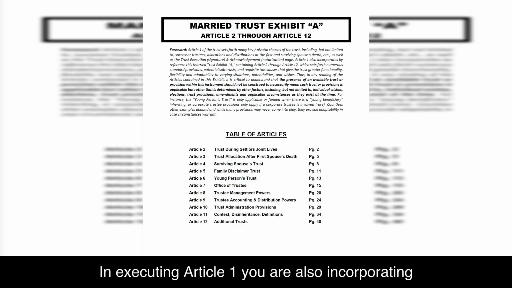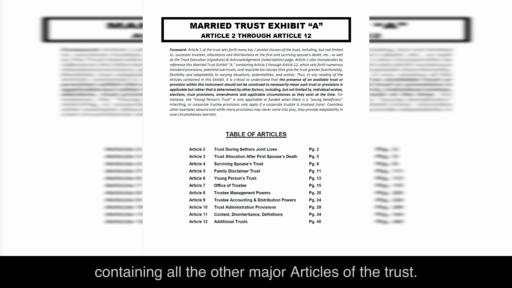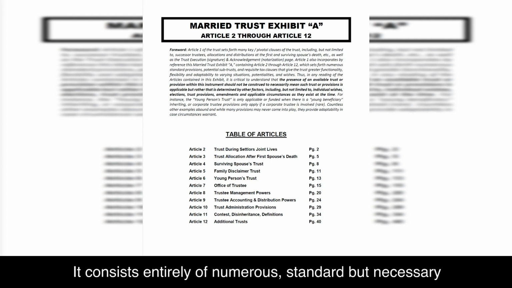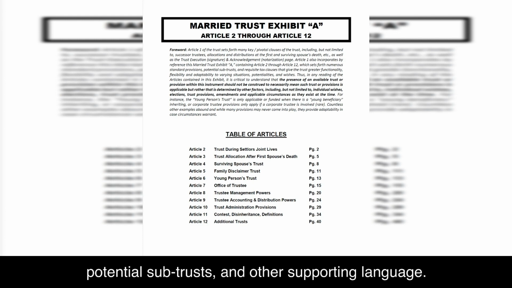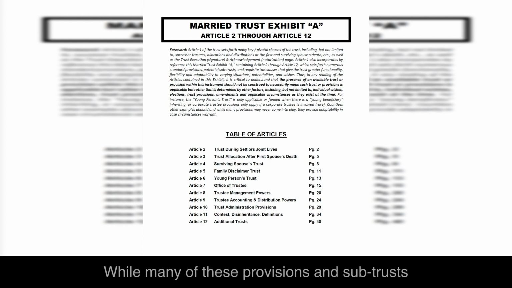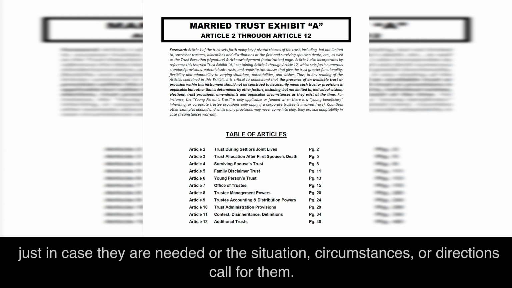In executing Article 1, you are also incorporating all the provisions of Exhibit A, which is a standard part of each trust containing all the other major articles of the trust. It consists entirely of numerous standard but necessary trust clauses, tax clauses, accounting clauses, potential subtrusts, and other supporting language. While many of these provisions and subtrusts may never apply to you, it is still important that they be there just in case they are needed, or the situation, circumstances, or directions call for them.